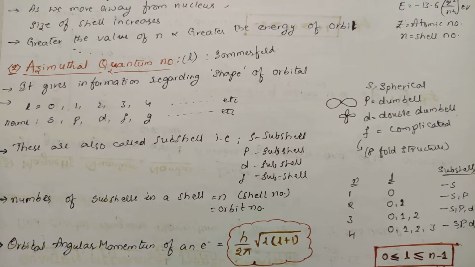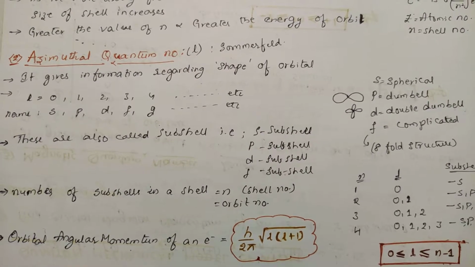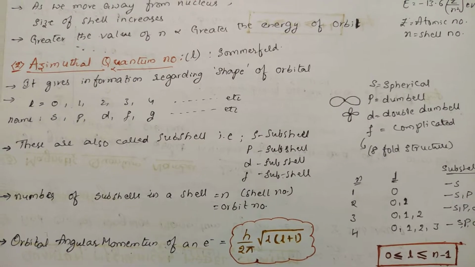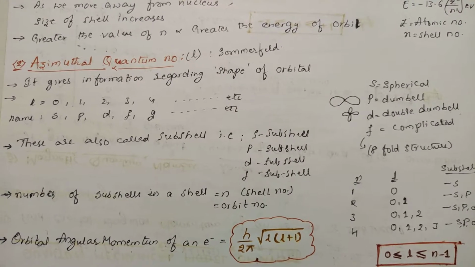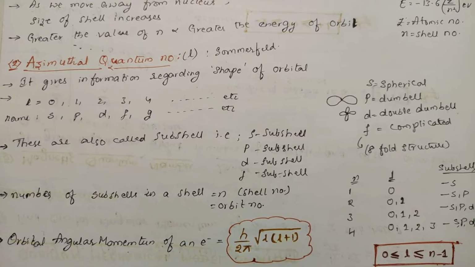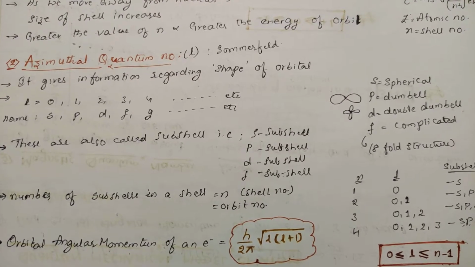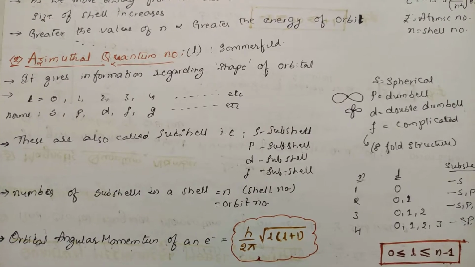Again I am repeating. The place where the probability of finding an electron is maximum is called the orbital. The place where there is 0 probability, meaning you cannot find the electron there, is called a node. By using the azimuthal quantum number, you can calculate the shape of the orbital.